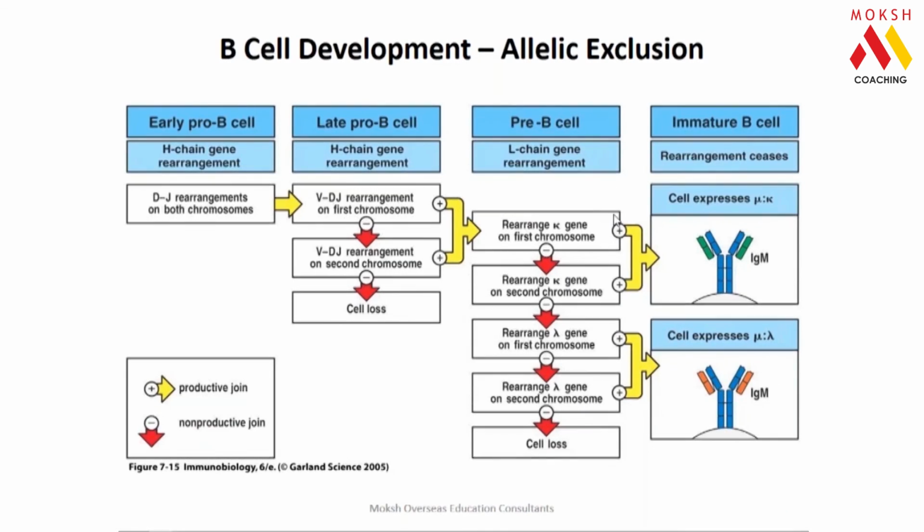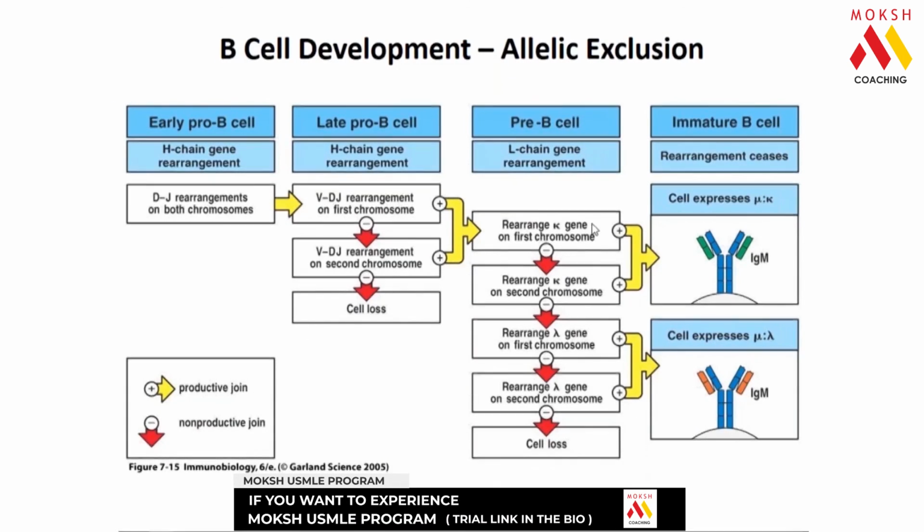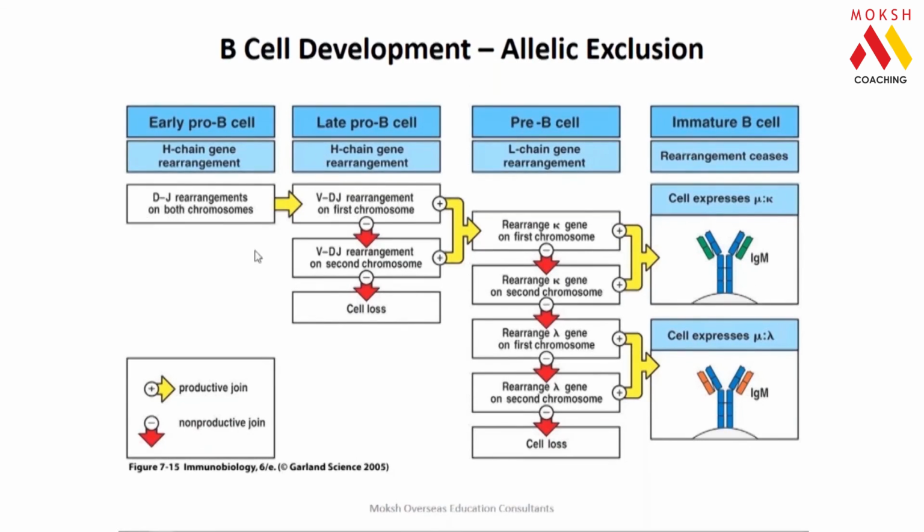So basically, in a nutshell, the summary of this whole thing, we have 2 chances to make a heavy chain, we have 4 chances to make a light chain, and we have a total of 8 chances to make an immunoglobulin receptor, a B cell receptor. You need to know this. This is a common question that you will encounter.